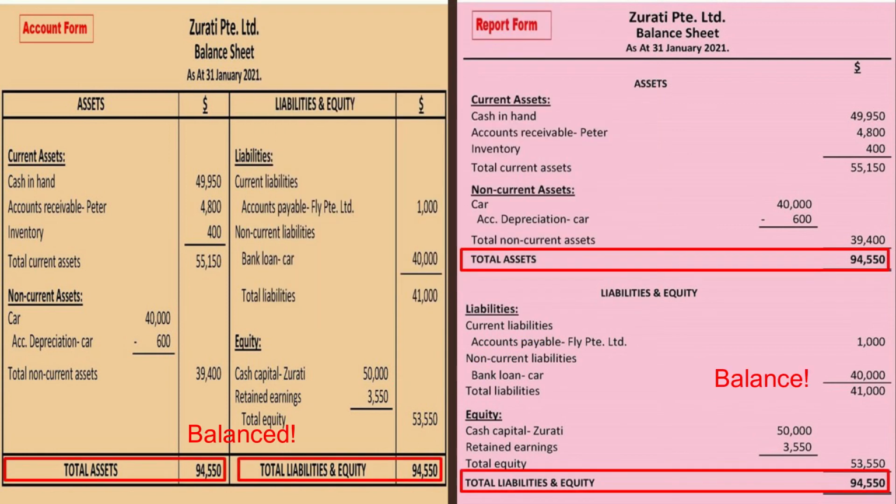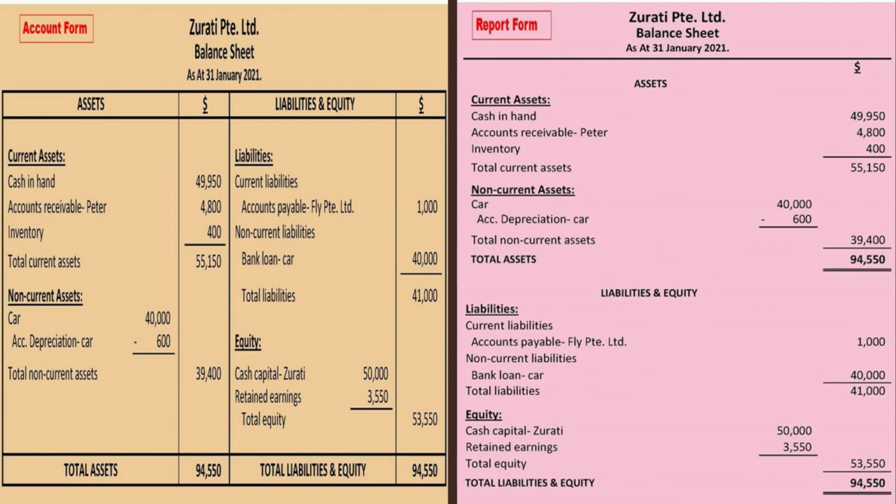Okay, now the total assets $94,550 is balanced with the total liabilities and equity in both account form and report form. Now the process of preparing the balance sheet in account form and report form has been completed. Although the presentation formats are different, both balance sheet formats show the same information.